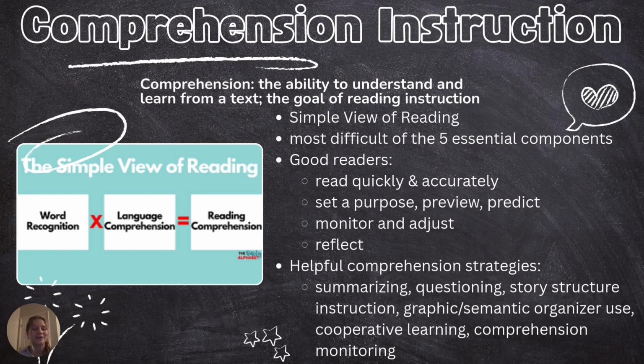With that, reading comprehension is the most difficult of the 5 essential components of reading instruction. Good readers, good comprehenders, read quickly and accurately. They set a purpose. They preview text and make predictions. They monitor as they read and make adjustments, and then they reflect upon that. Some helpful strategies based on research include summarizing, questioning, story structure instruction, graphic and semantic organizer use, cooperative learning, and comprehension monitoring, and I hope that you will see a few of these strategies throughout my lesson today.